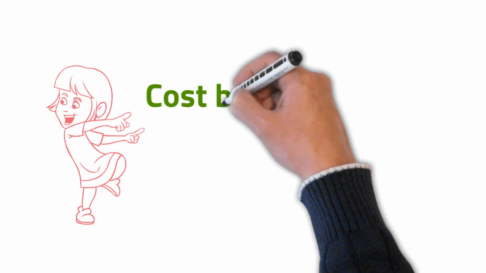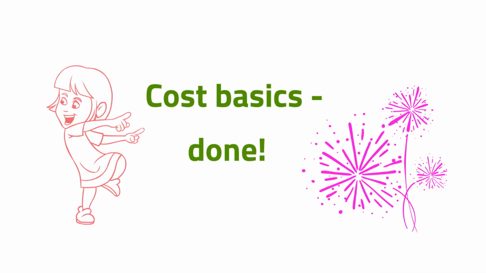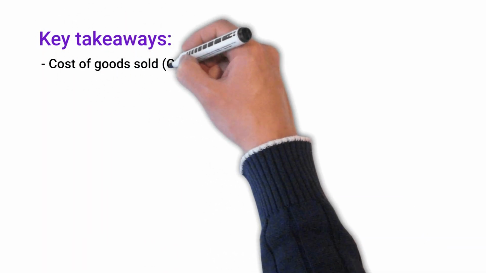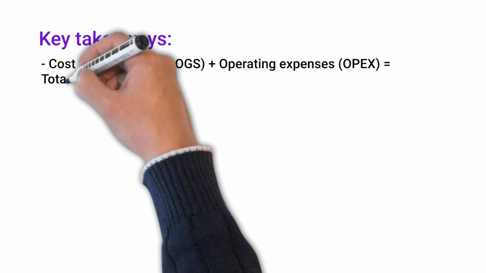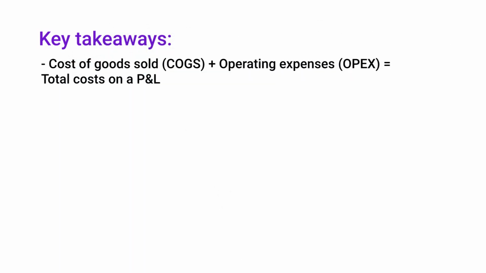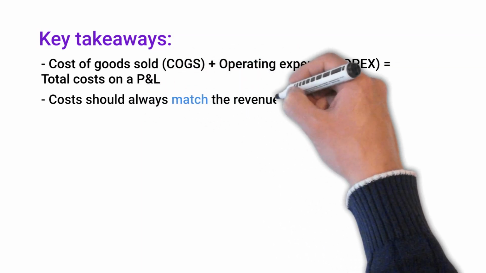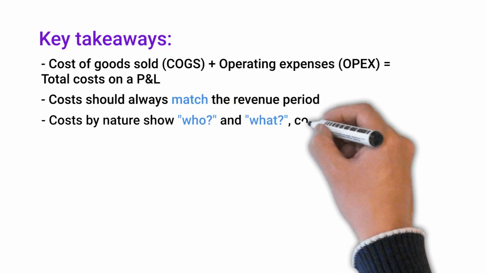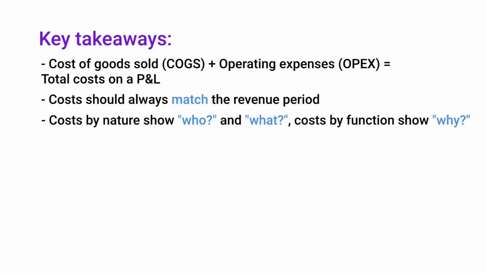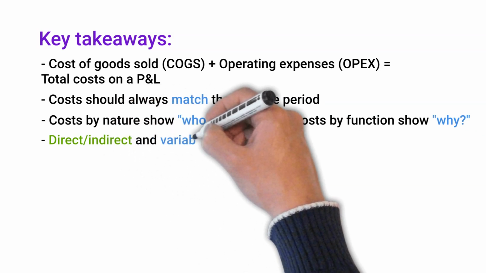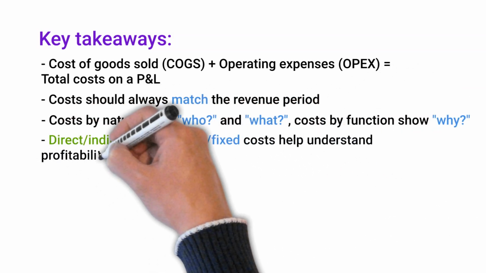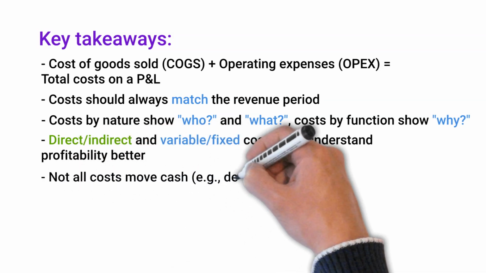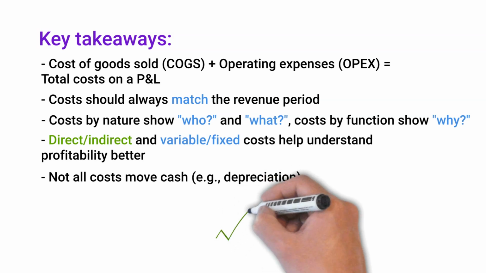Okay, we can consider the basics of costs accomplished. A big effort today. Let's summarize it. Cost of goods sold, or COGS, plus operating expenses, or OPEX, equals total cost on a P&L. Costs should always match the revenue period to which they relate. Costs by nature show who and what, costs by function show why. The split of costs into direct and indirect and variable and fixed costs help understand profitability better. Not all costs move cash. For example, depreciation is not resulting in a cash flow.